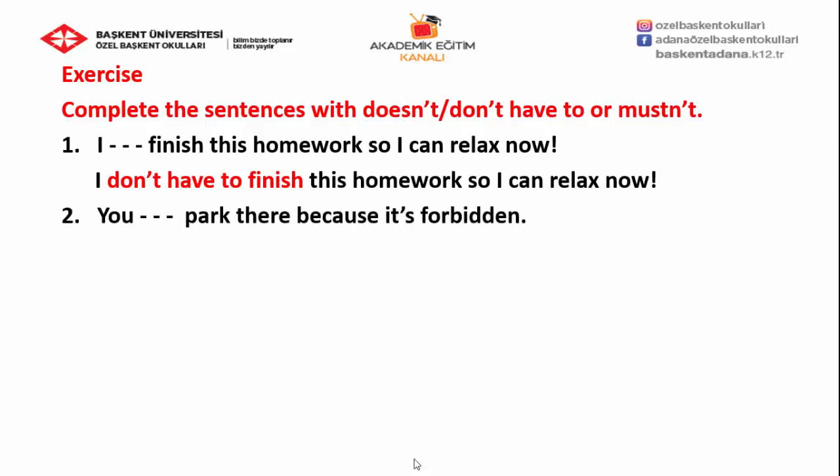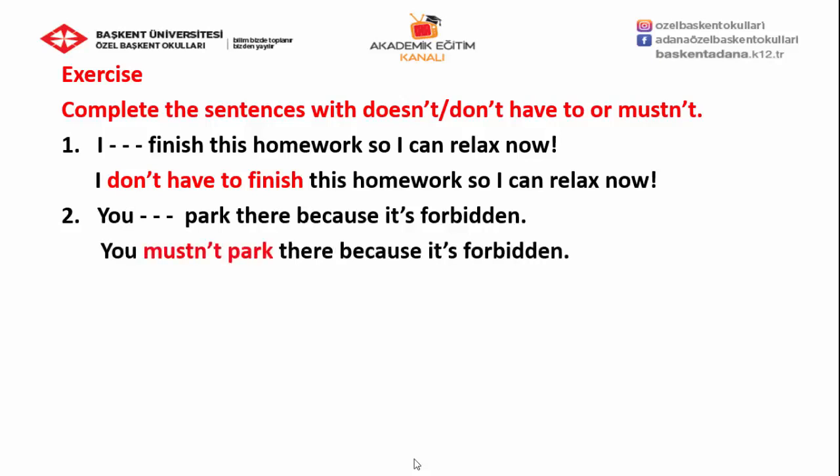Okay, number 2. You park there because it's forbidden. Look, in the sentence, it says it's forbidden. I give you time to think about it. Yes, let's see the answer. You mustn't park there because it's forbidden. Don't forget, when something is forbidden, we always use mustn't.